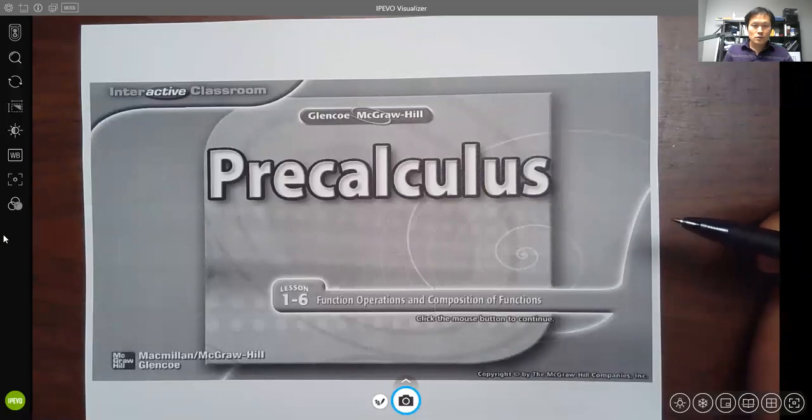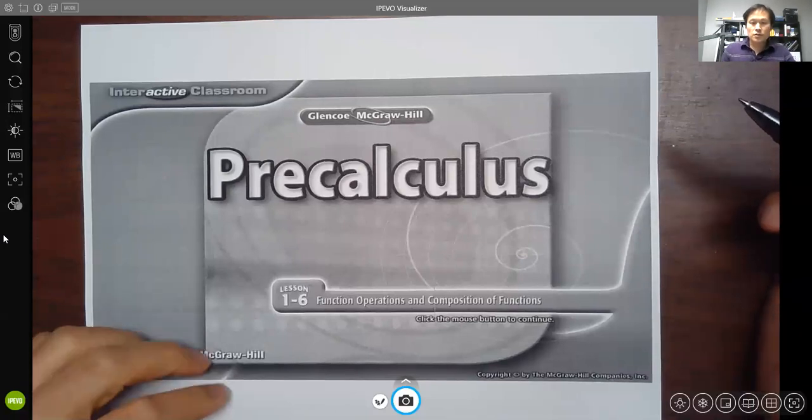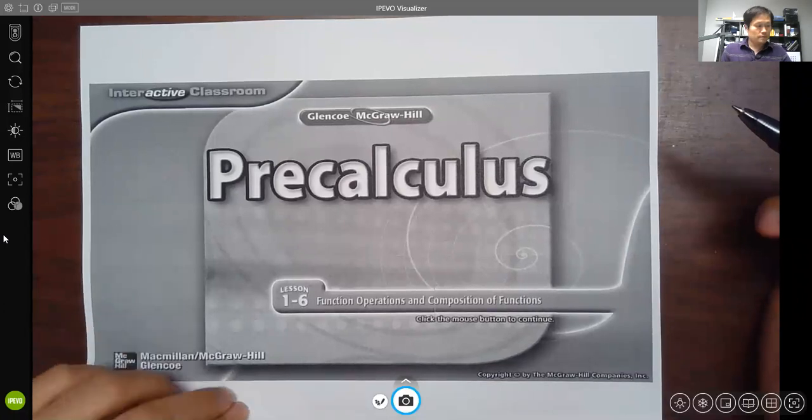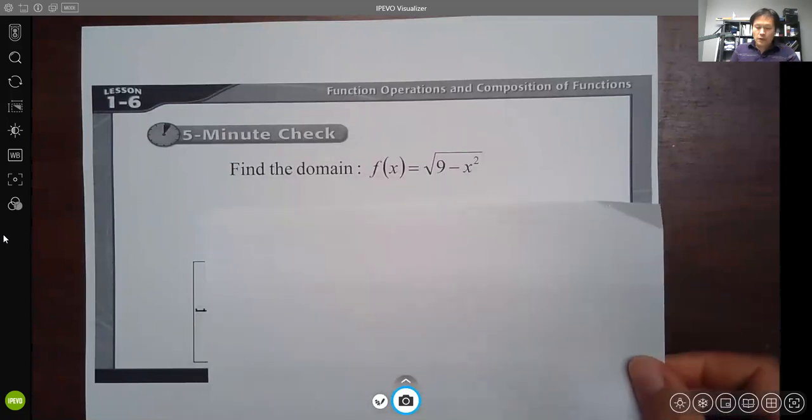Hi everyone. Pre-calculus 1-6, function operations and the composition of functions. Okay, you will have to deal with the domain in this chapter. So let's do a review of the previous chapter about domain. So the question is, find the domain of this.